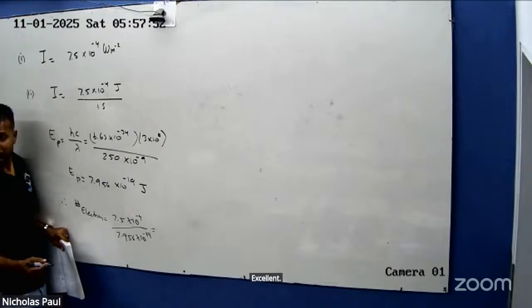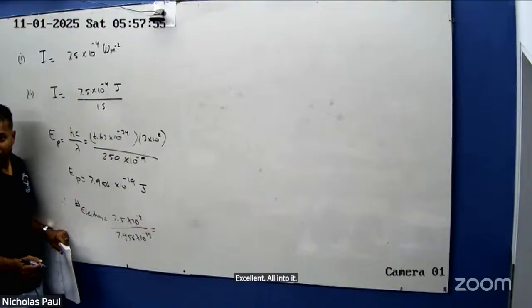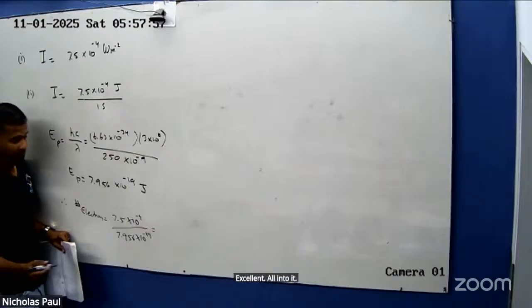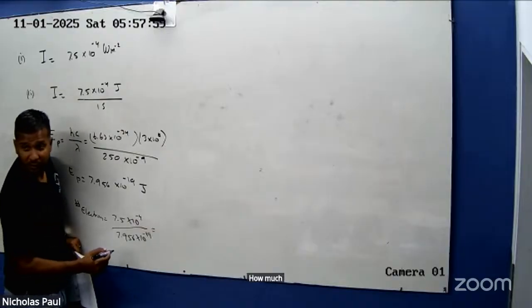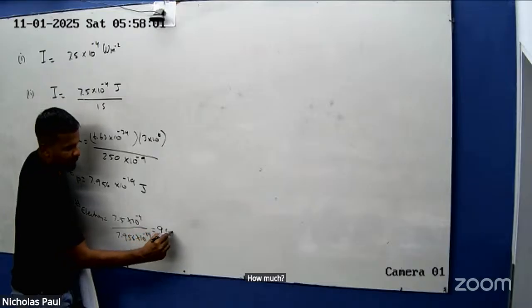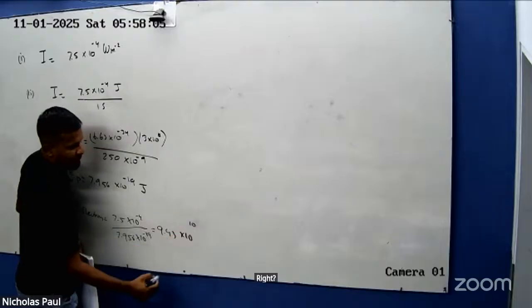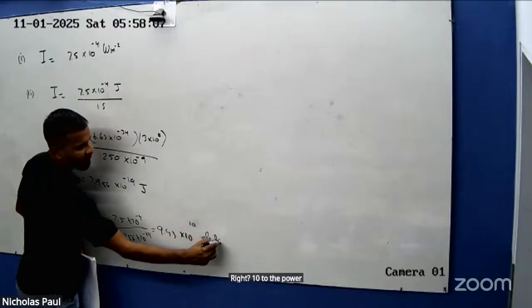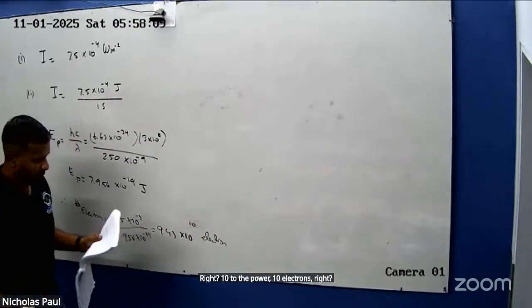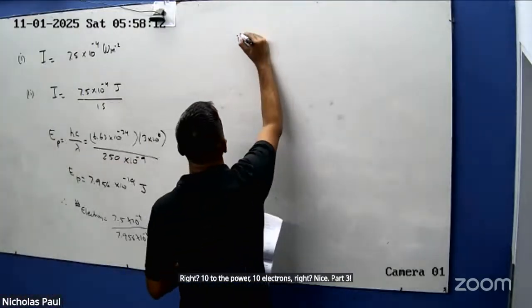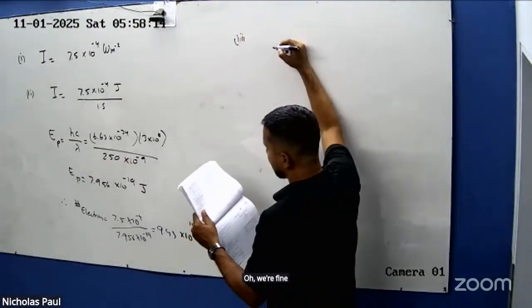How much? 9.43. Right? 10 to the power 10 electrons, right? Nice. Part 3. How are we finding the work function?